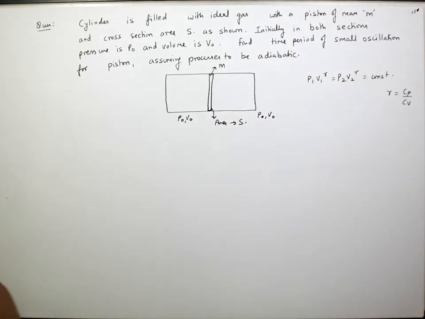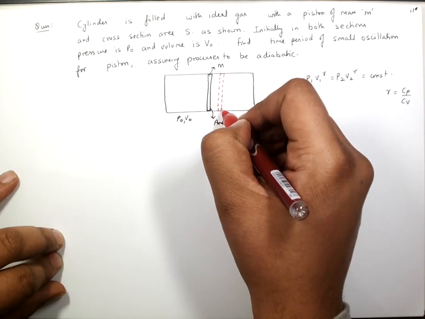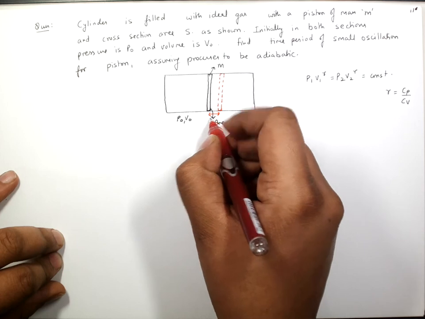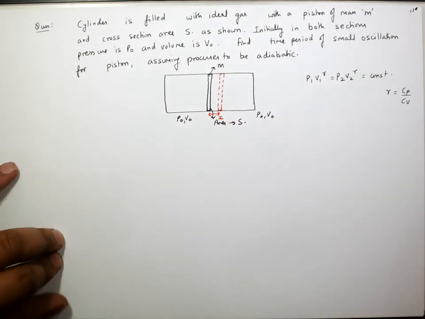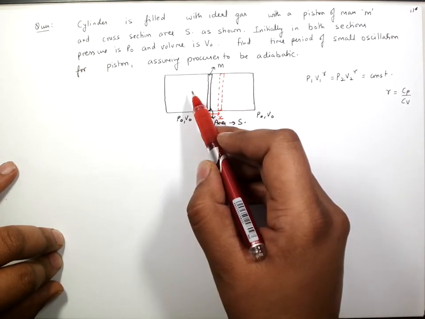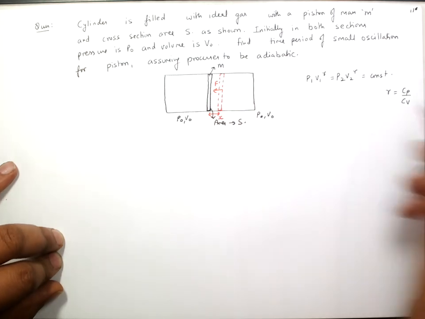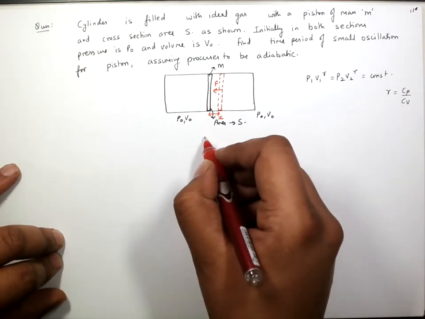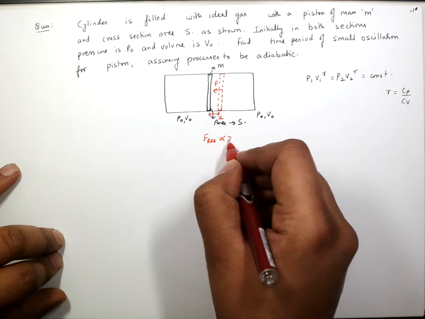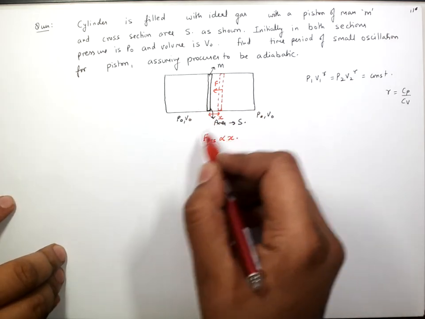Suppose we displace this piston horizontally by a little distance, let us say x. So the pressure in this region will increase and the pressure in this region will decrease, because of which the piston will experience a net force towards the equilibrium position. We need to show that this restoring force is proportional to displacement, and the proportionality constant will be the SHM constant.